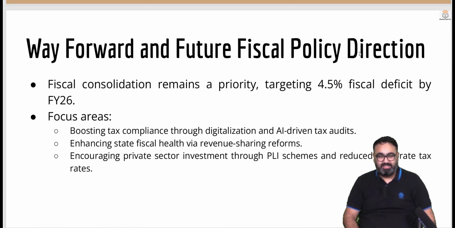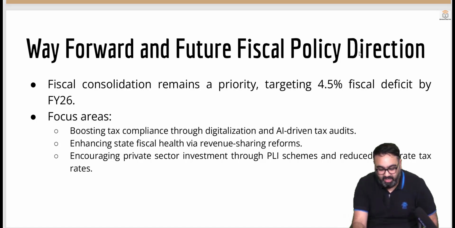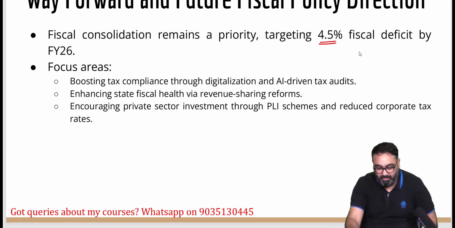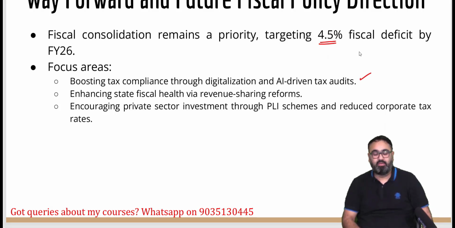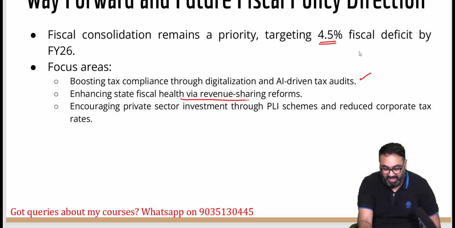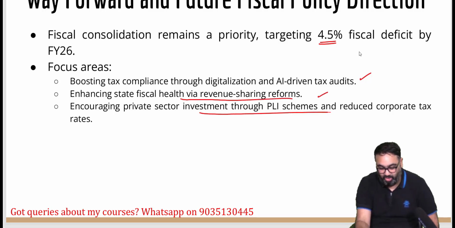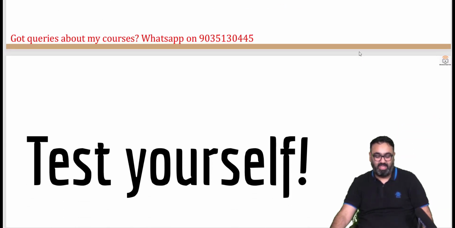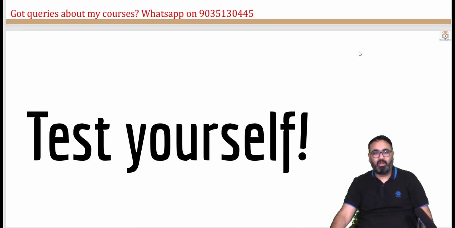These are certain suggestions that the Economic Survey gives in chapter number 11. For financial year 26, that is next year, the aim is to bring the fiscal deficit down to 4.5%. We are aiming for that. Again, it's not going to be that easy, but that is the aim. The focus areas remain better tax compliance, having more people pay the taxes that they owe, encouraging fiscal health in the states as well, and encouraging the private sector to bring in more investment. This is the suggestion as per the Economic Survey. This was chapter number 11.